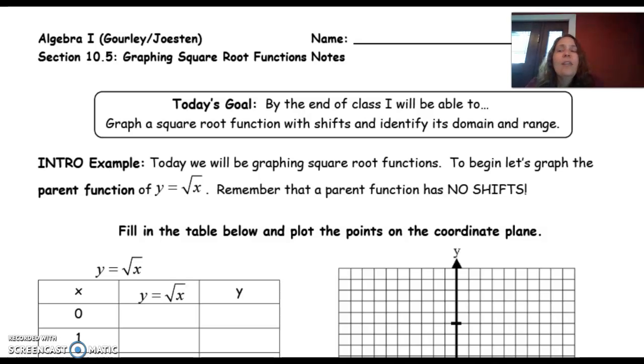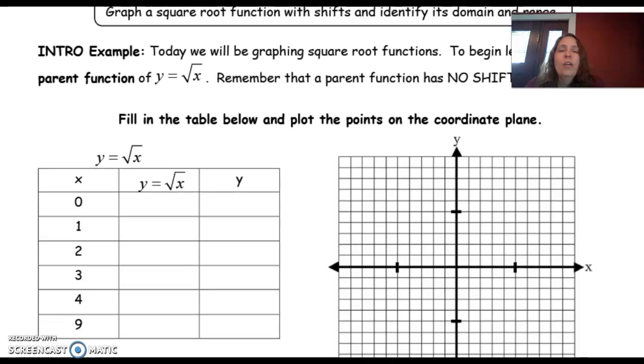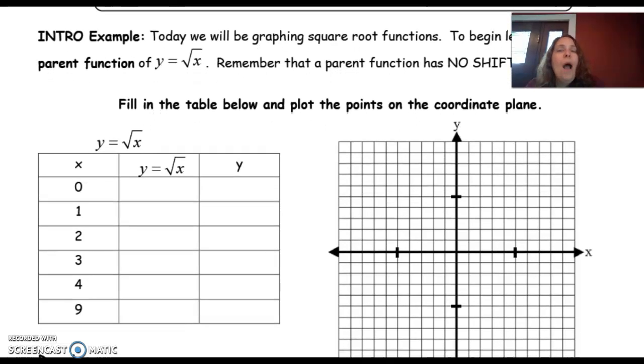So to get started, notice that there's a table here. We're going to be taking a look at the parent function y equals the square root of x. And that is the most basic radical function there is. So notice that I started with the first value of x being 0. Think about why I might not have put any negatives in there. What happens when you take the square root of a negative number? What does your calculator say?